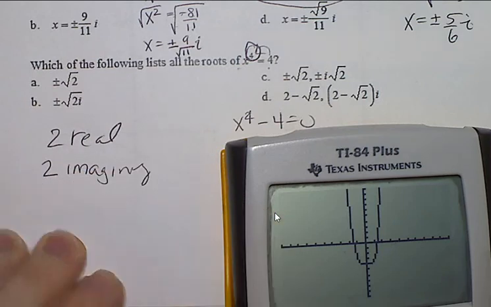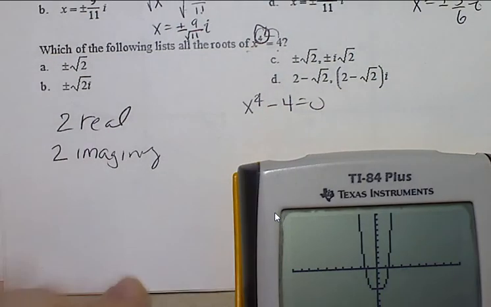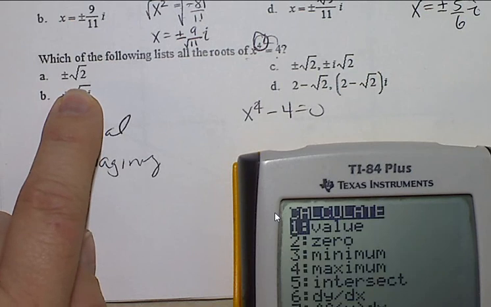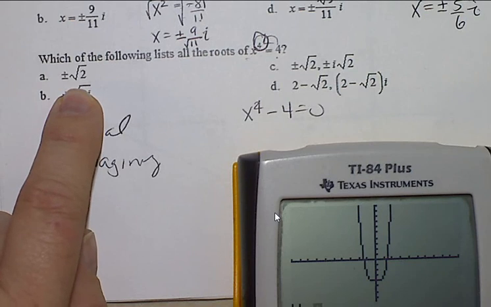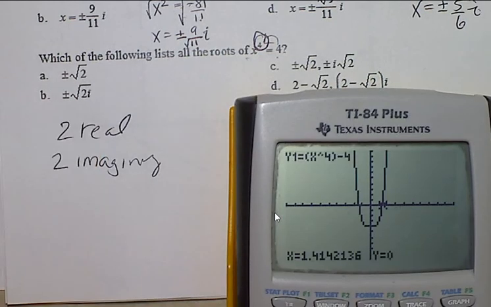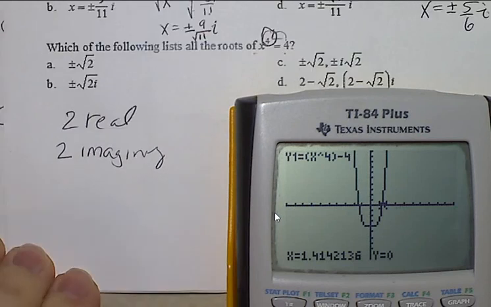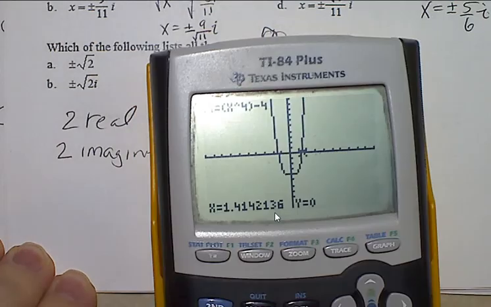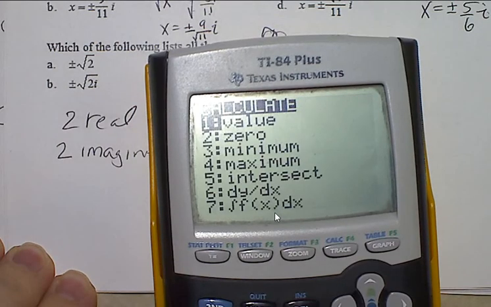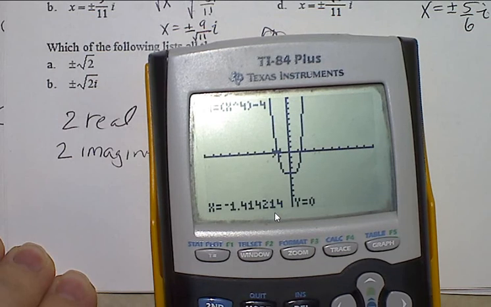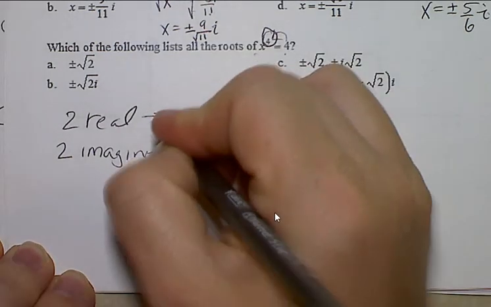So let's figure out the real ones. I'm looking at my options, and it looks like square root of 2 may be a viable option. So let's do second trace value. Let's type in the square root of 2 to determine, is that an answer? So I know square root of 2 works. So this only has the square root of 2, positive, negative. And I think the negative one will also be an option. So second, trace value. Let's type in negative square root of 2. Is that also a root? So I know that the two reals will be the square root of 2 and negative square root of 2.